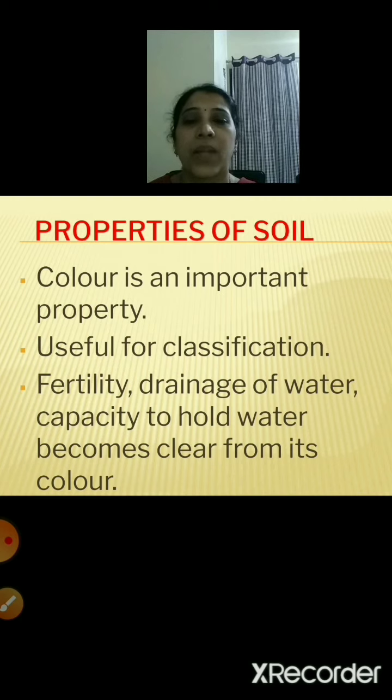Color is the important property of the soil, and the soil gets this color because of several processes. There are different colors of soil: red, black, copper, yellow and grey. The color of the soil is also useful for classification. Also, it is indirectly useful for indicating several properties of the land.